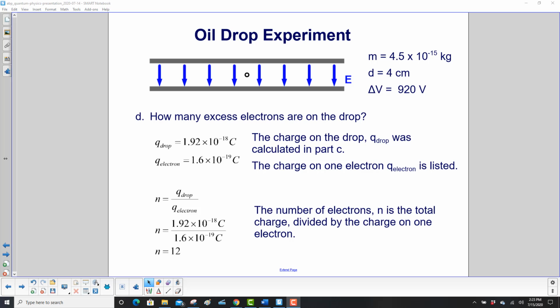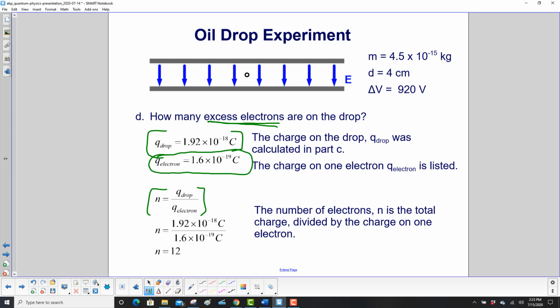How many excess electrons are there on the drop? Here's the total charge of the drop. Q drop is 1.92 times 10 to the minus 18th coulombs from the previous slide. The charge on an individual electron is 1.6 times 10 to the minus 19th coulombs. The reason we have excess electrons is because we have a net negative charge, so there are more electrons than protons, and we're going to find out how many. That number will be the total charge on the drop divided by the charge on each individual electron. We do the division, and we find that we have 12 extra electrons.